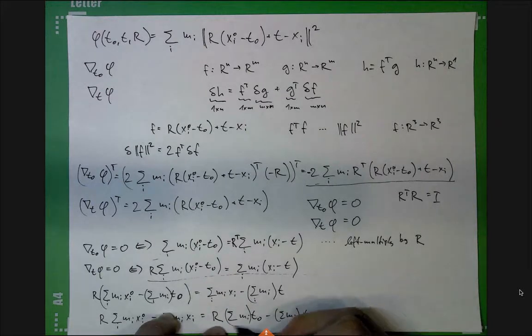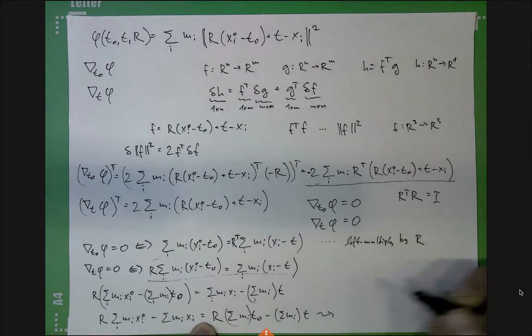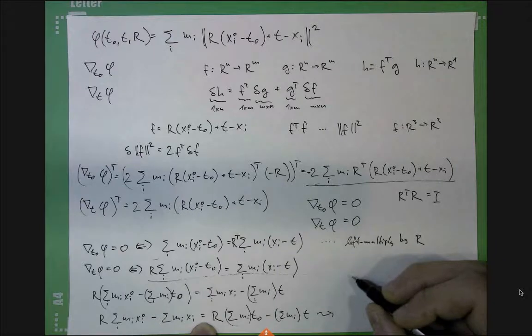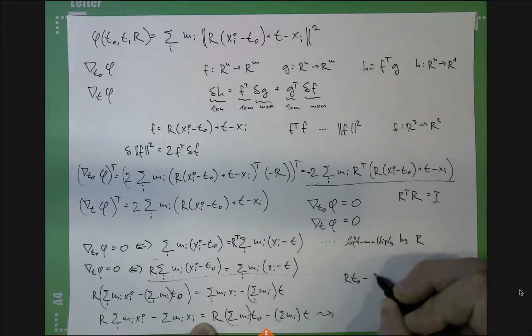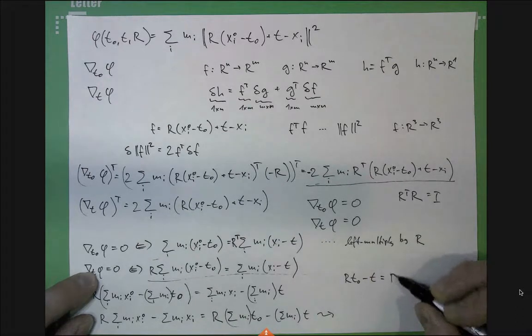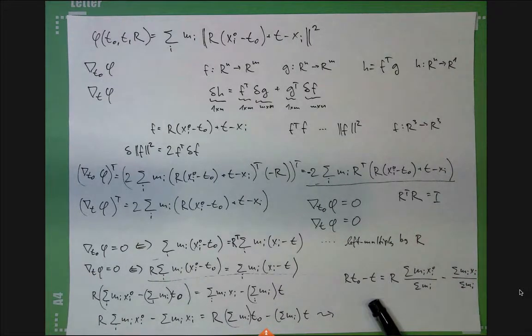Because those are just sums of the masses, you could just interpret this as the total mass of the system. Then I can just divide by this, right? And what I will get, let me put this on the left-hand side in the interest of space, is R t0 minus t equals R times sum m_i x_i0 divided by sum of m_i minus sum of m_i x_i divided by sum of m_i. Did I do it right? I think so.